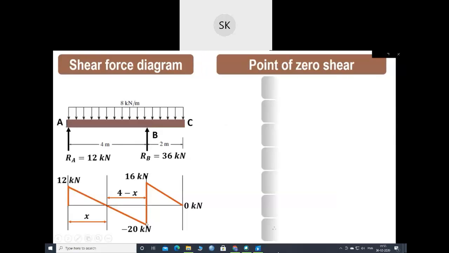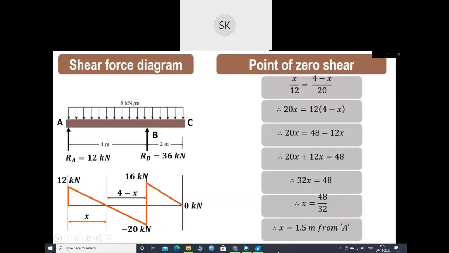So using this concept, we can say that x upon 12 for this triangle will be equal to 4 minus x divided by 20. That is, base divided by height is equal to base divided by height for the other triangle. So x upon 12 is equal to 4 minus x divided by 20. So that we have indicated over here.